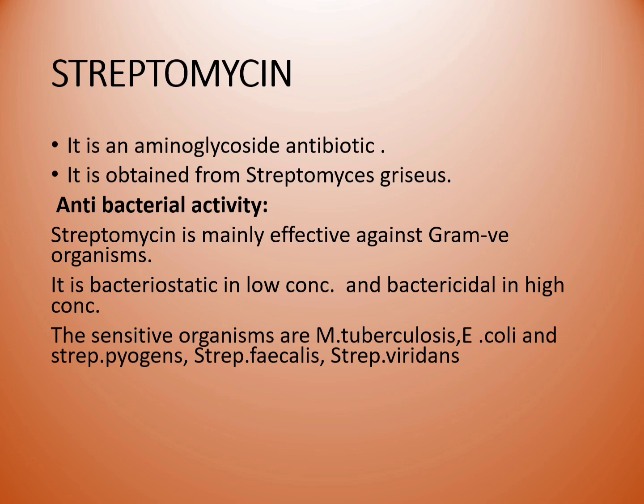The next example, streptomycin. It is an aminoglycoside antibiotic. It is obtained from Streptomyces griseus. Antibacterial activity of streptomycin is mainly effective against gram-negative organisms. It is bacteriostatic in low concentration and bactericidal in high concentration. The sensitive organisms are Mycobacterium tuberculosis, Escherichia coli, Streptococcus pyogenes, Streptococcus faecalis and Streptococcus viridans. These are very sensitive to streptomycin.